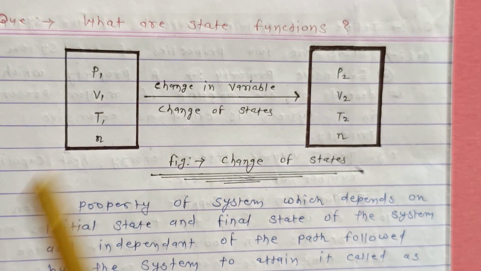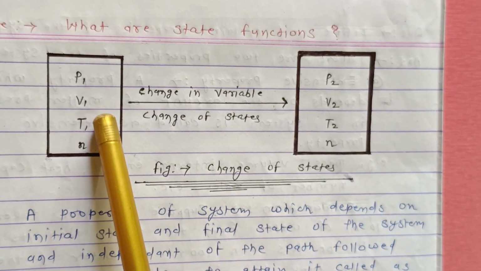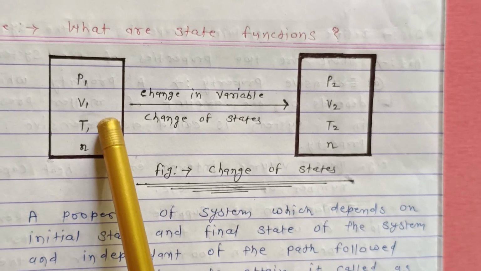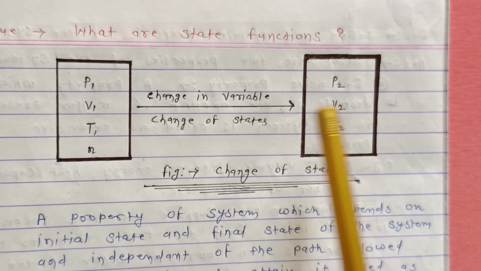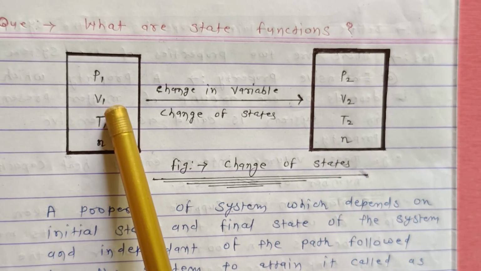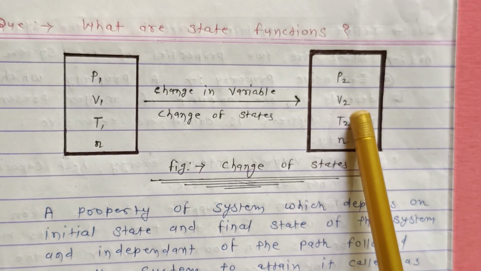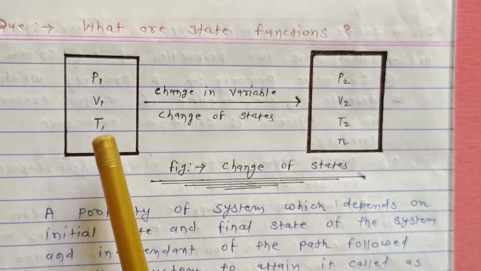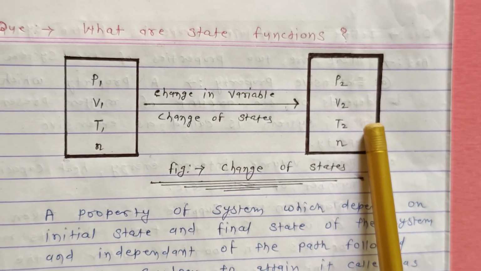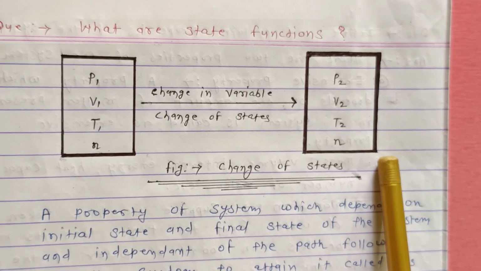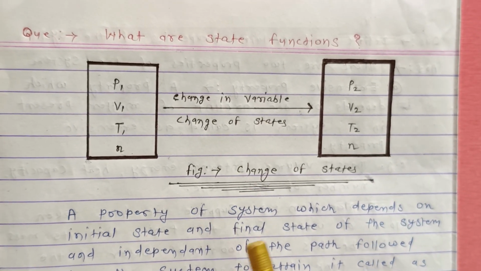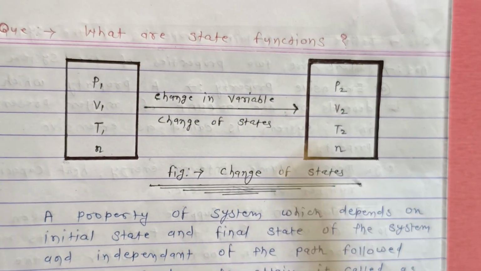Same is the condition of volume. Suppose you take a volume of 50 ml and it changes to 60 ml. So 50 ml is the initial volume, 60 ml is the final volume. We are interested only in the initial state and final state, not the path followed by the system. Such functions are called state functions.